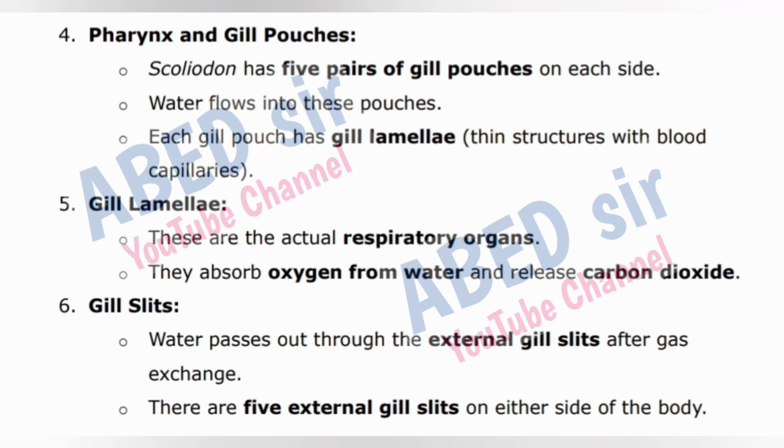Scoliodon has 5 pairs of gill pouches on each side. Water flows into these pouches. Each gill pouch has gill lamellae, thin structures with blood capillaries. 5. Gill lamellae: these are the actual respiratory organs. They absorb oxygen from water and release carbon dioxide. 6. Gill slits: water passes out through the external gill slits after gas exchange. There are 5 external gill slits on either side of the body.